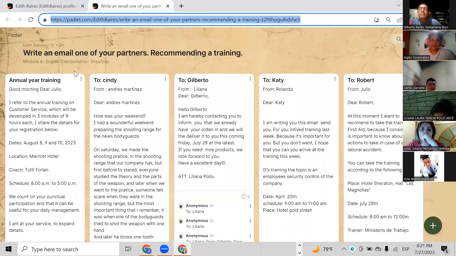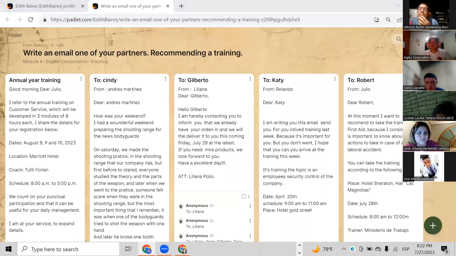Okay, the ones who haven't sent an invitation yet, remember that it is an invitation to a training. You are going to invite someone to a training. So you are going to add all the information: where it's going to be, when, who will be the speakers, what will be the topic, the date, everything. You are going to provide that information to your partner. And all the emails that you receive, it could be that you receive more than one, you have to reply to them, okay? So here we have examples.